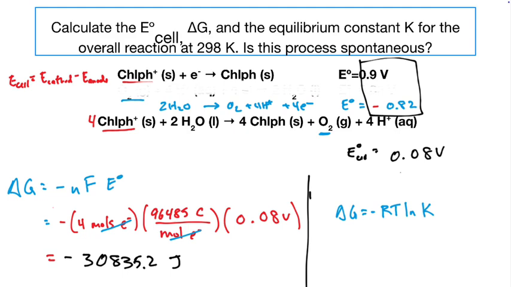You could just plug everything in, or what you could try and do is actually solve for K first. I would argue you should solve for K first, and you'll get K equals e to the negative delta G over RT. I think I did that algebra right. And now I could plug in all the numbers that I've got. What's R?